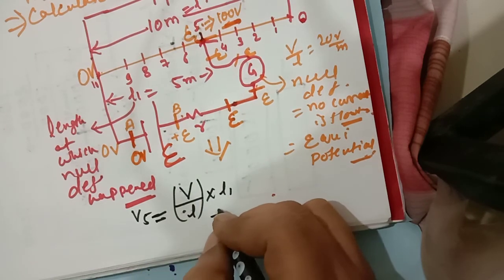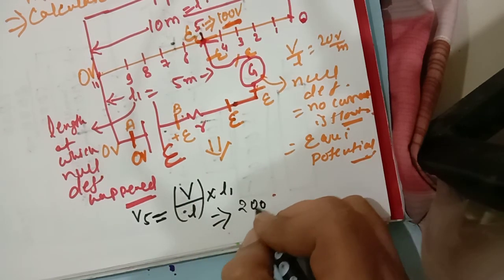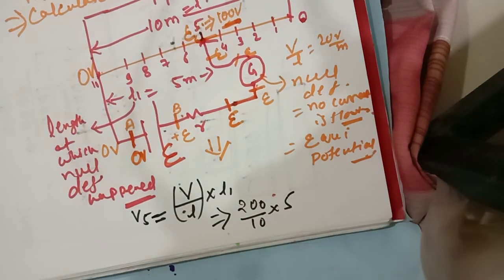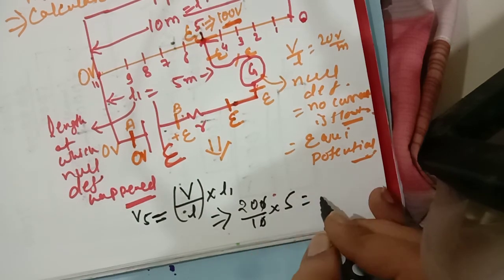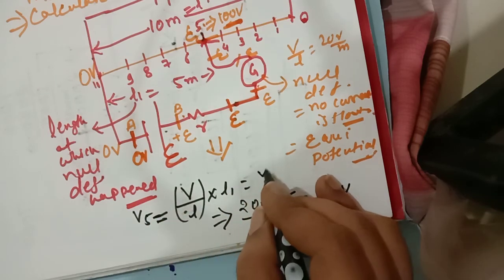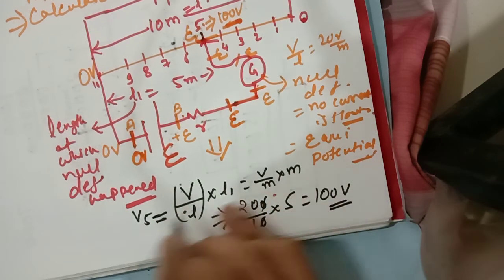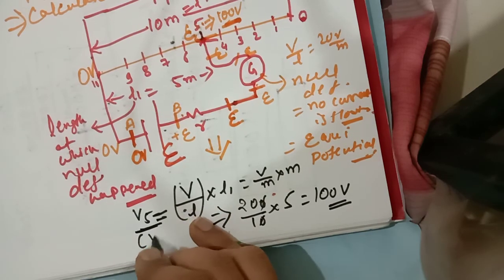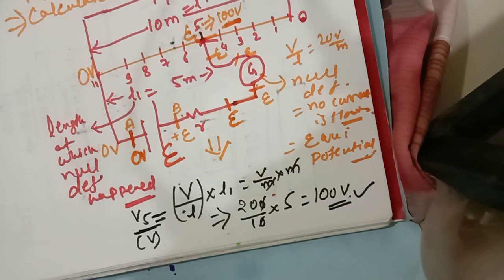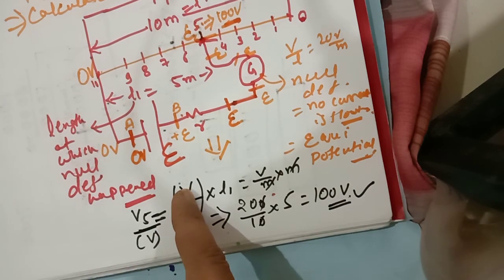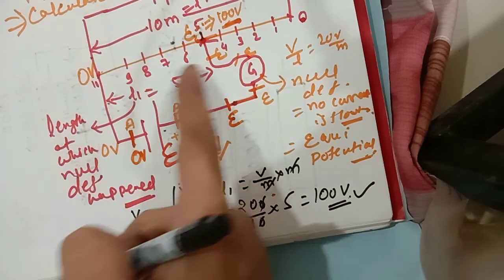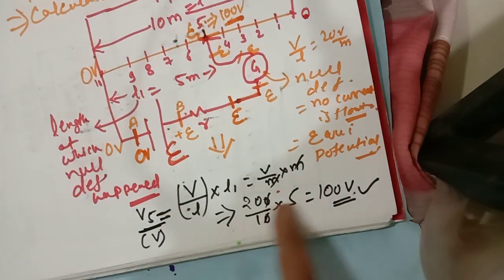So what is V by L? 200 by 10. And what is L1 over here? It is 5 meters, right? So it gives us 20 into 5, 100 volts directly. Actually what we are doing over here, voltage by meter into meter, we are actually finding V5, it should be in volts, so the final answer is in volts. Okay, voltage gradient into length. What length? This length, right? Understood.